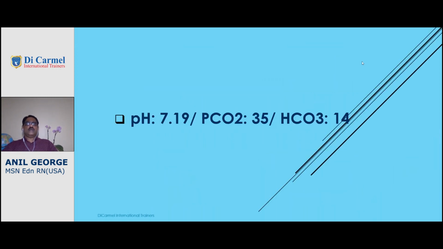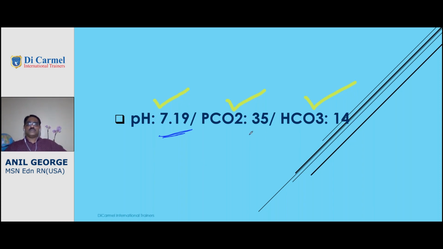So let's look here. We have this value right here: pH 7.19, pCO2 35, bicarb 14. We should start understanding what each of these values are, if they are acidic, basic, or normal. That's what we need to know. I'm sure everyone knows the pH 7.19 is acidic. It should be 7.35 to 7.45, so 7.19 is significantly acidic.